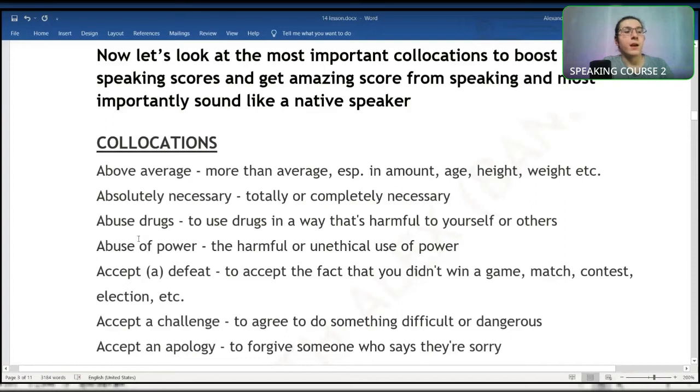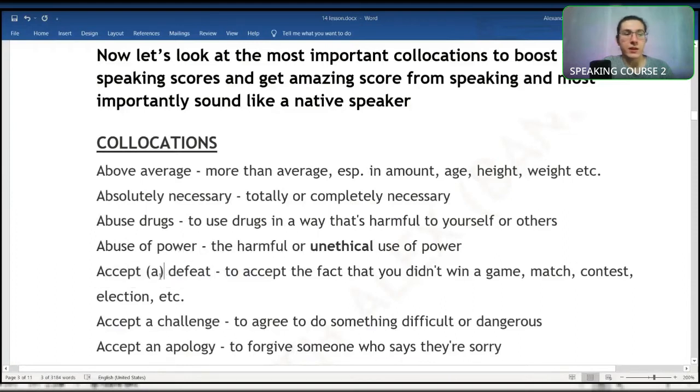Abuse drugs. Abuse means to use them too much. So abuse drugs. One of my friends recently died because he was abusing drugs. Sad, but sad. Abuse of power. This is whenever some kind of person in the government or some kind of policeman uses their power unethically, which means not for good reasons, for bad reasons. So I hate when policemen abuse their power, especially when they try to arrest foreigners without any reason.